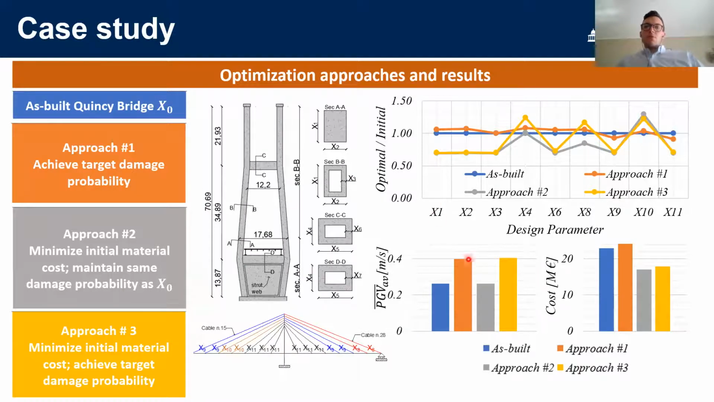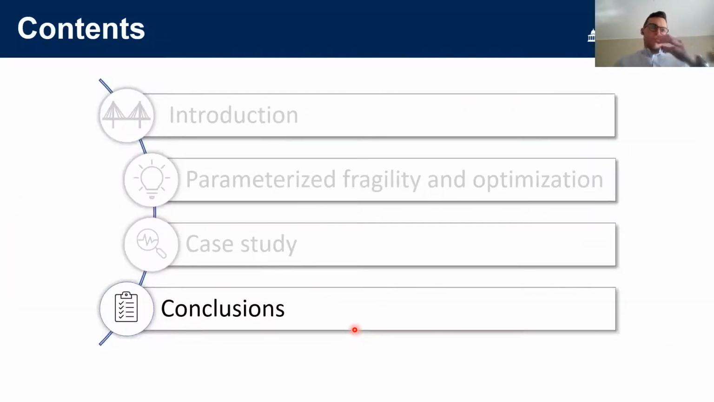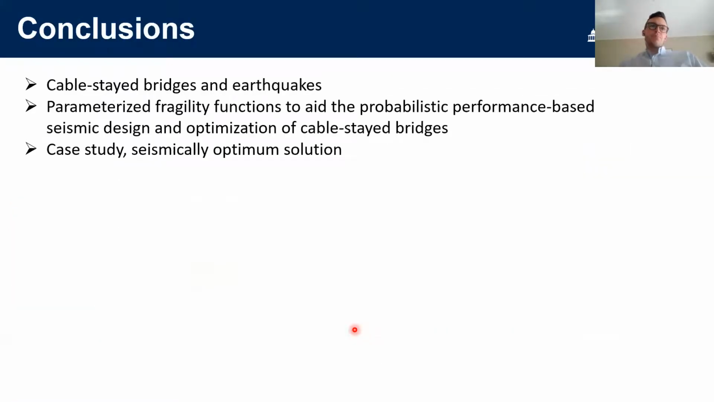So here we can see a comparison between the initial parameters and the optimal ones for the three considered approaches, which change mainly the dimension of the cross-section that are shown to be highly impactful in contributing to the cost of the structure, and also updating and changing the cross-section of the cables. So this brings me to the end of my presentation.